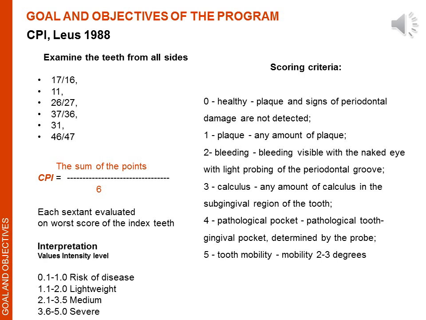An individual's CPI is calculated using the formula: CPI is the sum of codes divided by the number of sextants, usually 6. And interpretation of the values by intensity level: risk of diseases, light, medium, and severe.